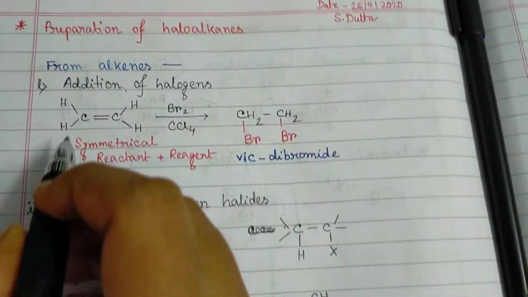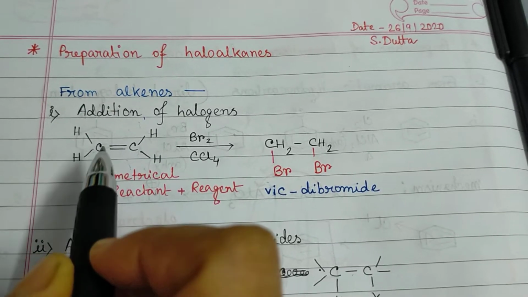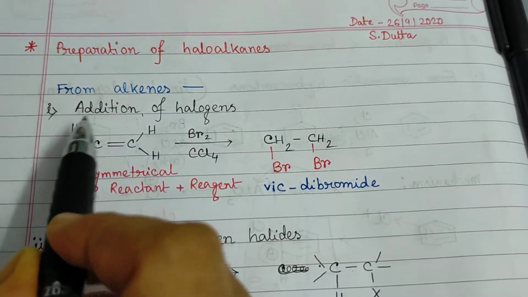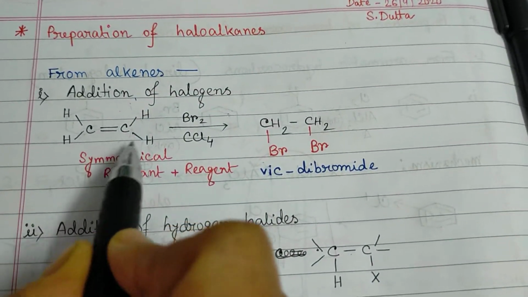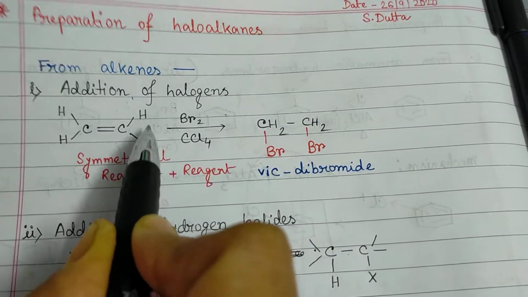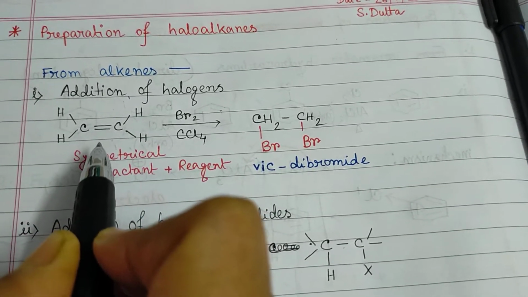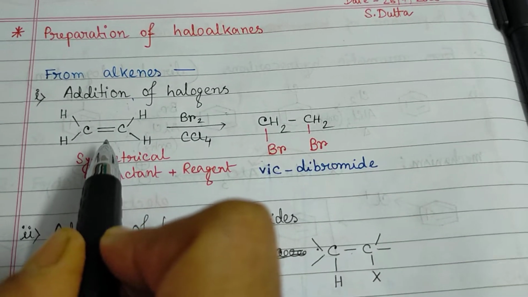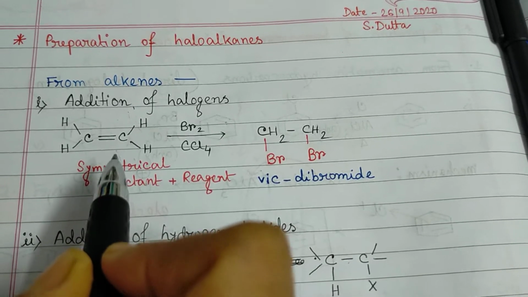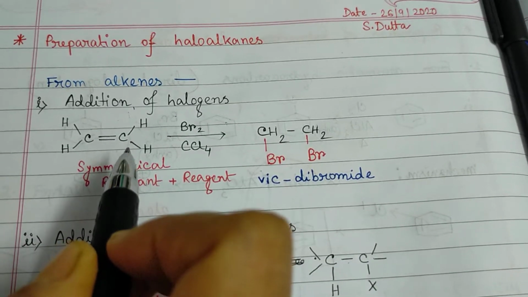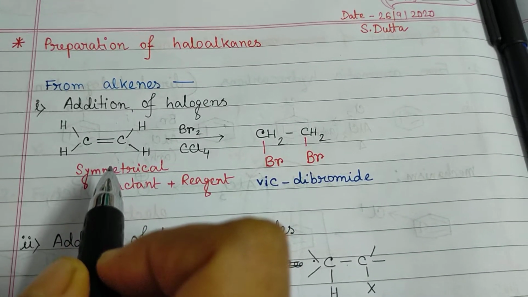So the first procedure by which we can have our alkyl halides from alkenes is the addition of halogens to the alkene. We know that a double bonded compound, that means this type of alkene, is an unsaturated hydrocarbon. Just like an unsaturated solution, it is also such a compound where we can add some more substituents and groups.